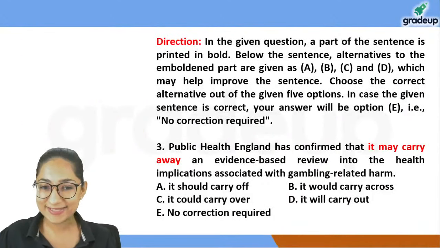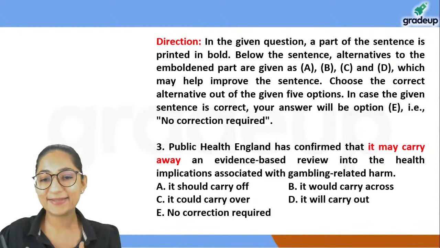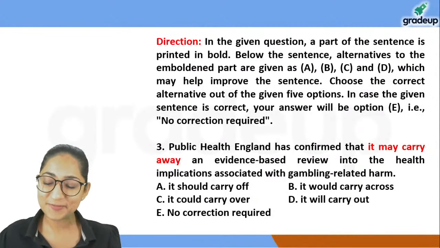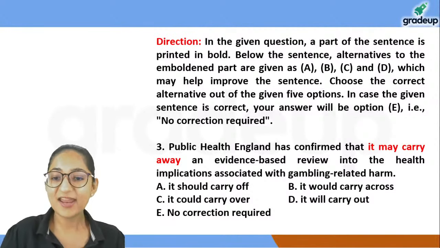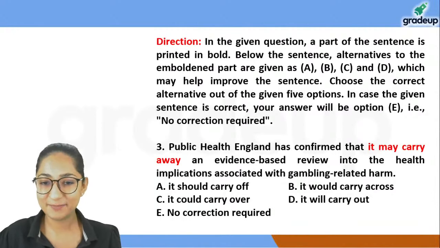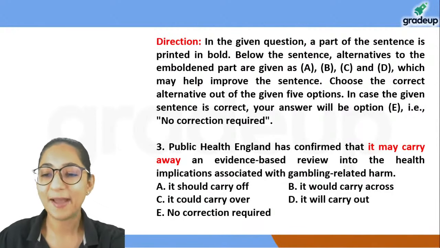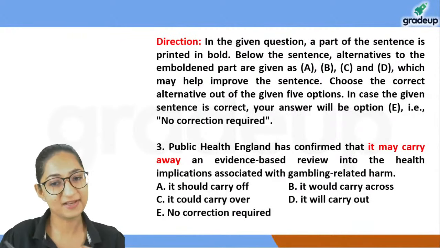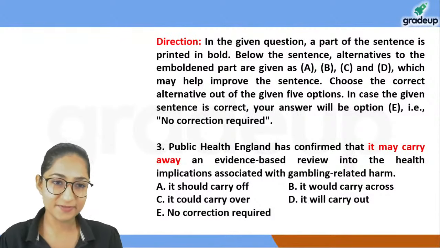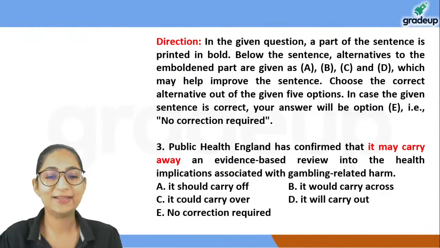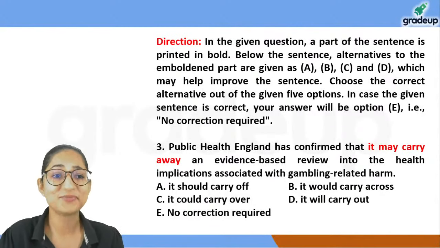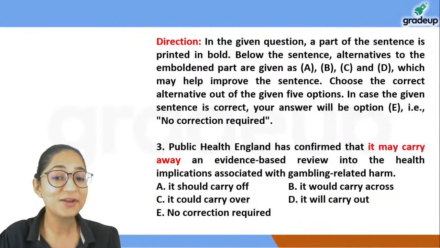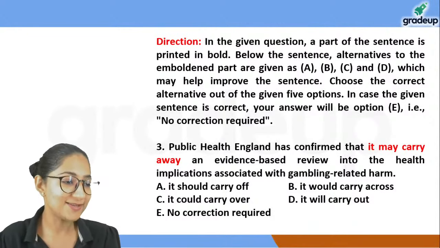Question number 3 is here. Public Health England has confirmed that it may carry away an evidence-based review into the health implications associated with gambling-related harm. Now, this one is related to phrasal verbs. We have spoken about this earlier also. Either you know them or you don't, because you have to memorize them. There are not many rules related to phrasal verbs. You have to memorize their meanings. Let's check, guys.